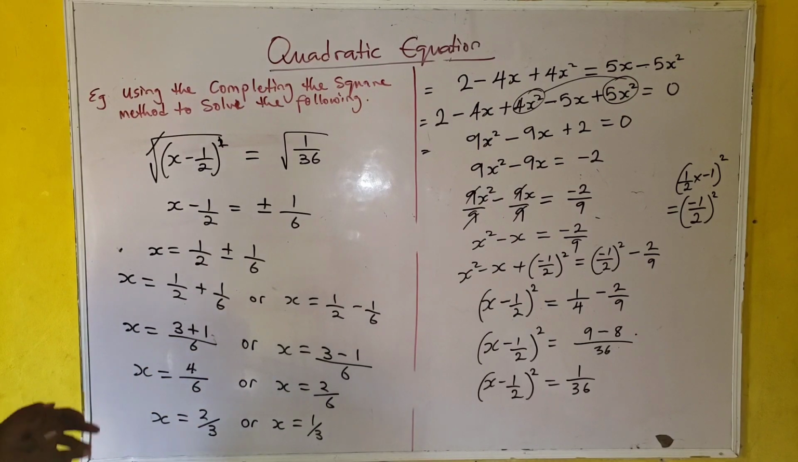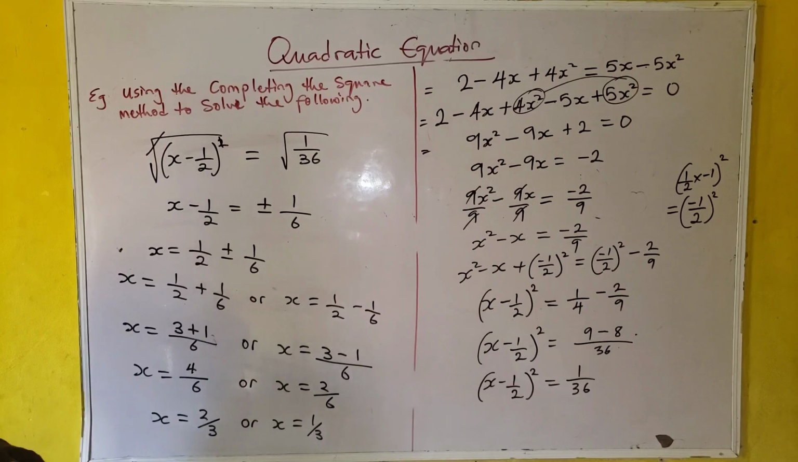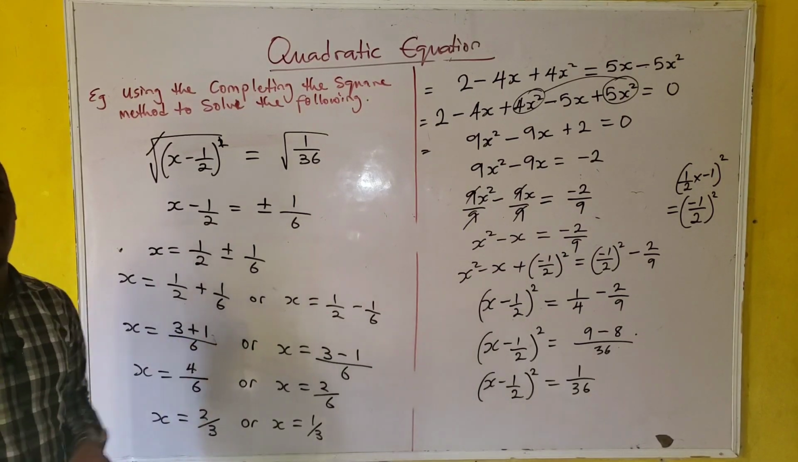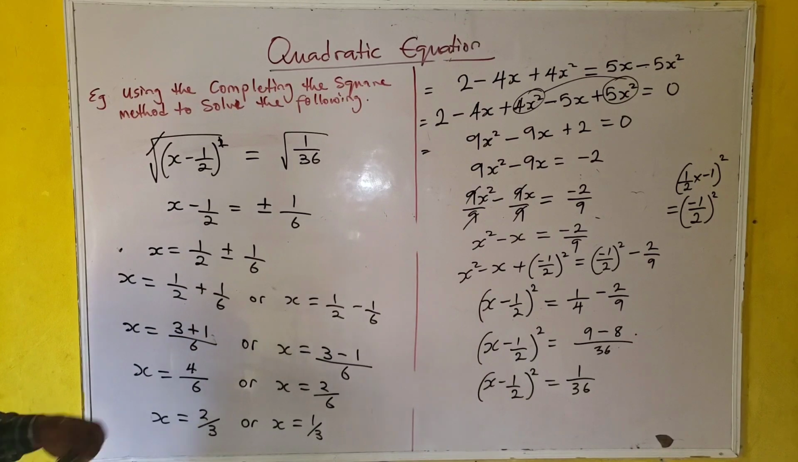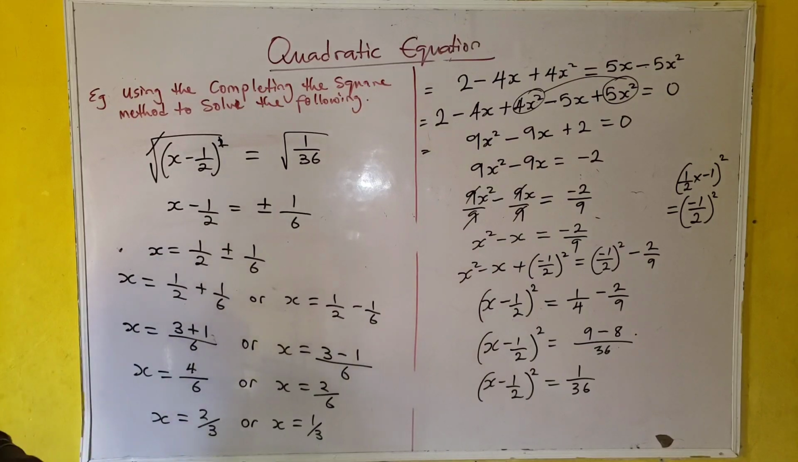So this is where we're going to end our video on using the completing the square method in solving quadratic equations. What did we learn here? We learned that the completing the square method is what actually gave us the formula method, the quadratic formula. So in our next video, we are going to use the formula to solve some examples. Okay, so you will see how you can use your quadratic formula in solving quadratic equations.